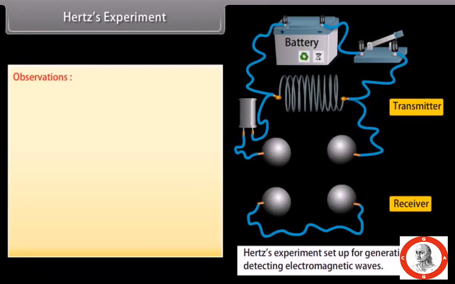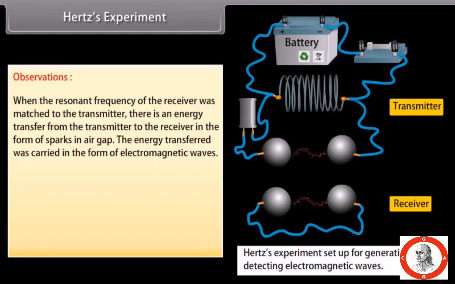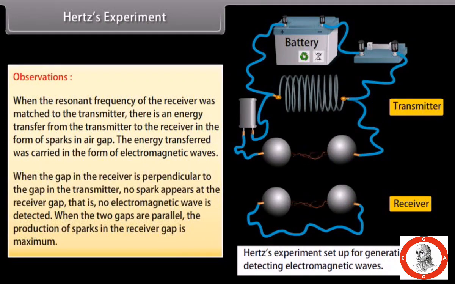Observations. When the resonant frequency of the receiver was matched to the transmitter, there was an energy transfer from the transmitter to the receiver in the form of sparks in the air gap. The energy transferred was carried in the form of electromagnetic waves. When the gap in the receiver is perpendicular to the gap in the transmitter, no spark appears at the receiver gap. That is, no electromagnetic wave is detected. When the two gaps are parallel, the production of sparks in the receiver gap is maximum.